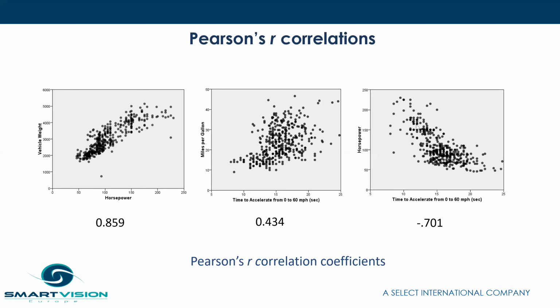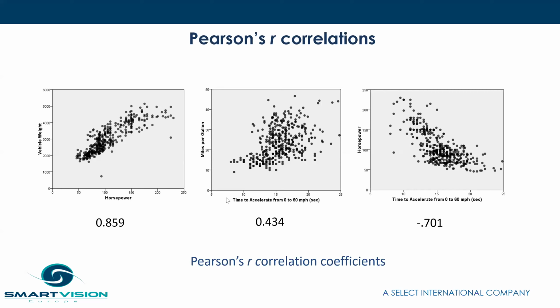This is horsepower against time to accelerate from 0 to 60. As we would expect, if you have a lot of horsepower, if you've got a really strong, big engine, you can accelerate really quickly, and therefore the time to accelerate goes down. So it's a negative relationship, and it's stronger than this one, but it's weaker than this one. It's not as strong as 0.859.